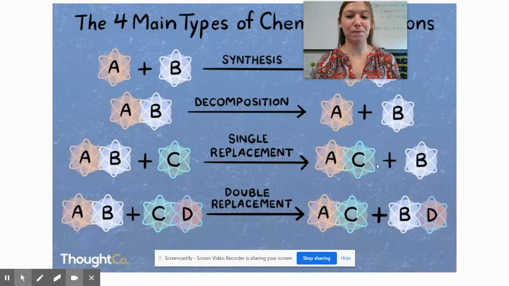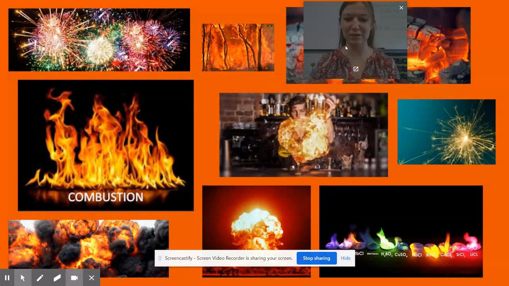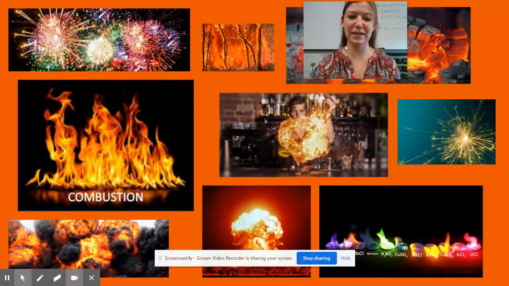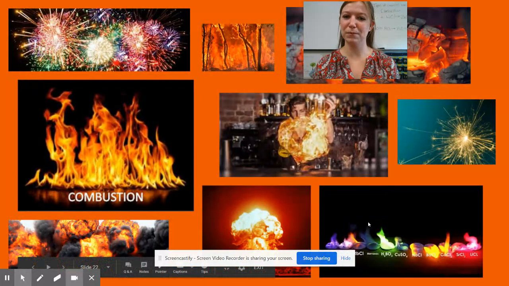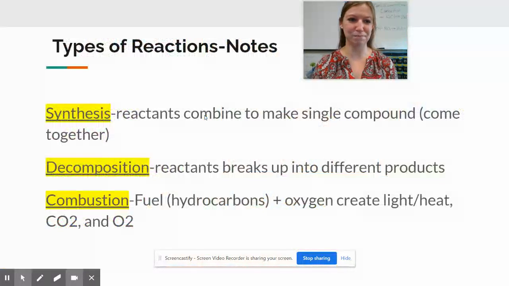And then for our fifth type of reaction, we have combustion. I tried to fit as many combustion pictures on here as possible, but essentially combustion is whenever you produce heat and light from any kind of fuel source. Fuel sources include different chemicals, different fires here, trees, fireworks, etc. And combustion is actually a really specific equation. So we're going to talk about that.